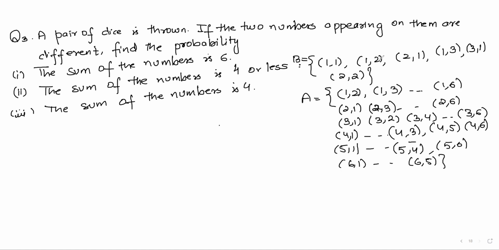If we make an intersection, find karte hain. Intersection mein yeh chahiye: (1,2), (2,1), (1,3), (3,1). Sum of the numbers 4 or less. So, sorry, this is correct. 4 by 30 here. Please write the next one. That is number 15. Next question.